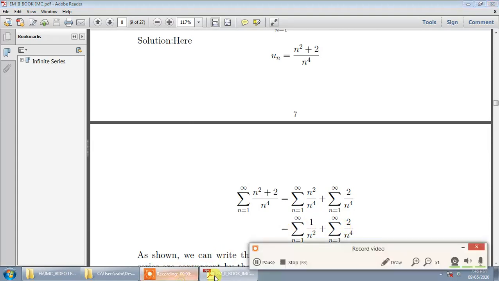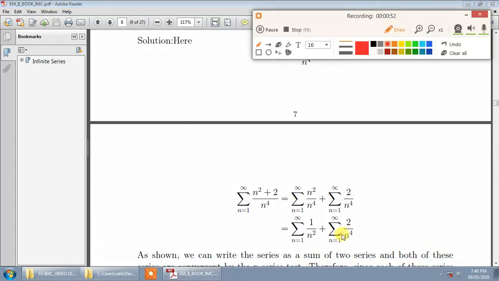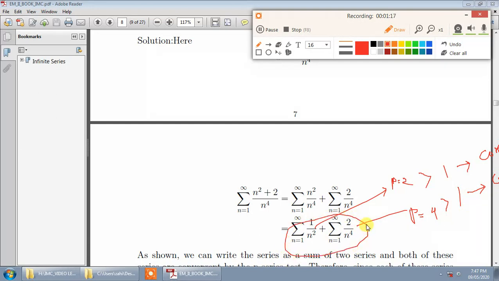So you will find that both these series are p series. This is the p series with p value equal to 2, which is strictly greater than 1. Therefore this series converges. The other is a series with p equal to 4, and 4 is greater than 1, so that also is convergent. So both series converge, and we have a property that if two series summation un and summation vn converge, then their sum also converges. Therefore the given series is convergent.